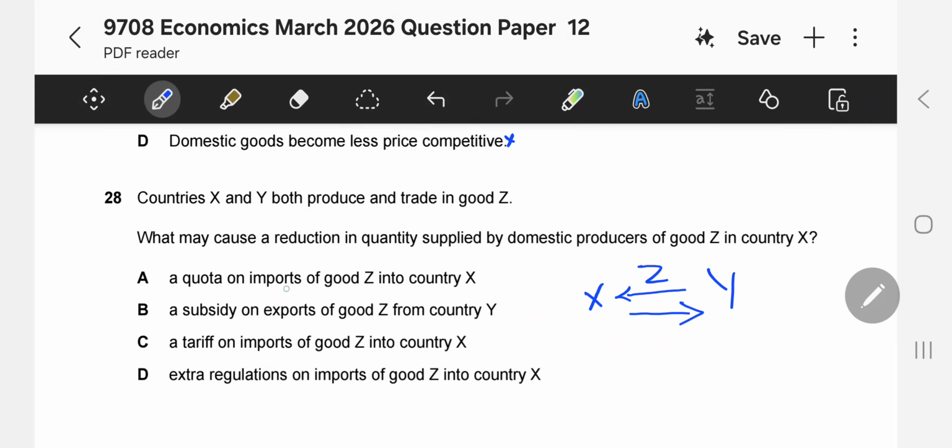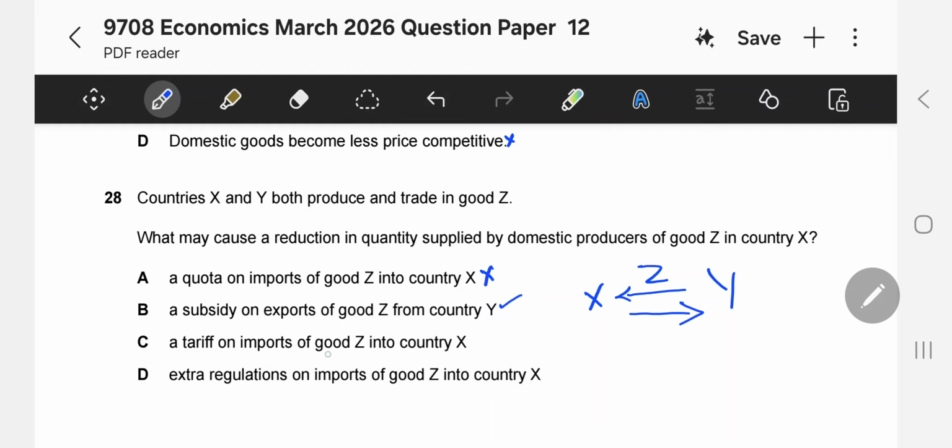If you place a quota on the imports of goods Z into country X, it means that the suppliers of goods Z in country X are going to be able to produce more of that good. This one's not true. A subsidy on the exports of goods Z from country Y. So if the exporters of goods Z from this country are given a subsidy, they're probably going to be able to produce more, and therefore the producers in country X are going to produce less. So this one could be true.